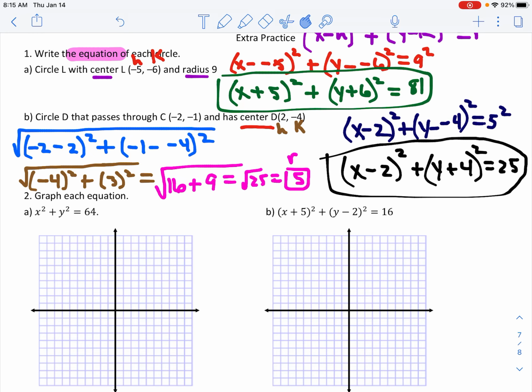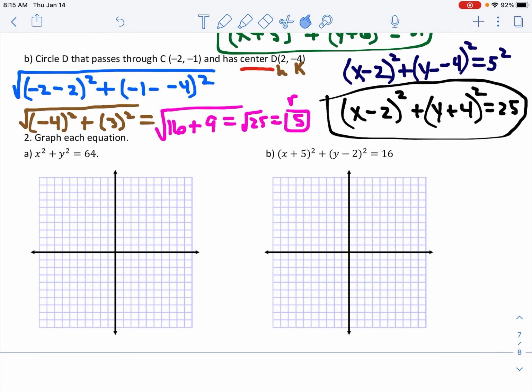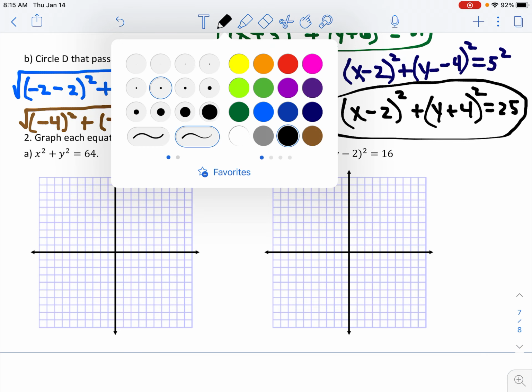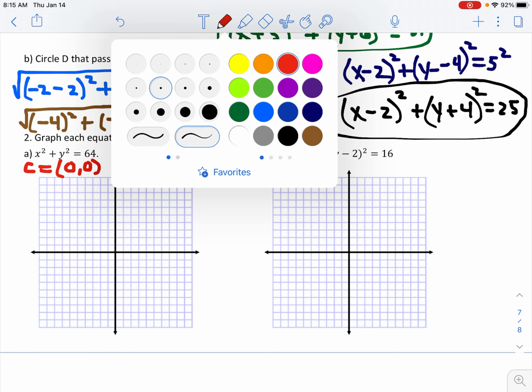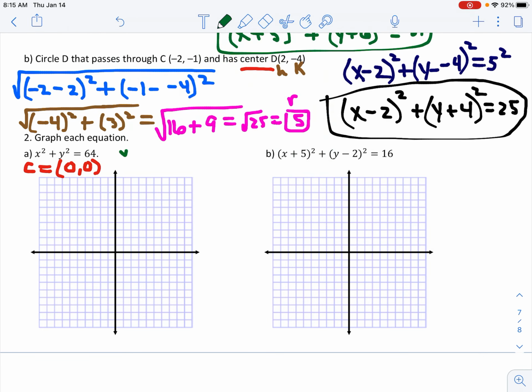All right, our last two, we're going to work backwards to find the center and the radius, and then we're going to graph a picture. So there are no parentheses, so our center, remember no parentheses, we're going to use 0 and 0. So my center is 0 and 0. Remember, to find the radius, I'm going to take square root of 64, which tells me that the radius is equal to 8.